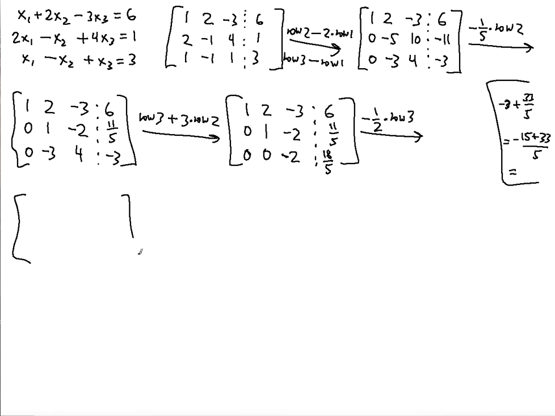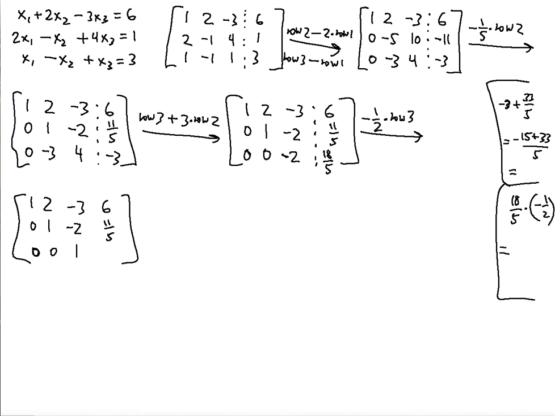So that would give us 1, 2, negative 3, 6, 0, 1, negative 2, 11 over 5, 0, 0, and that doesn't change: 0, 0, 1, because negative 1 half times negative 2 is 1, and then 18 over 5 times negative 1 half. I'm going to do the work here: 18 over 5 times negative 1 half. The 2 gets cancelled out, this turns into 9, so we will have negative 9 over 5. That's the result.